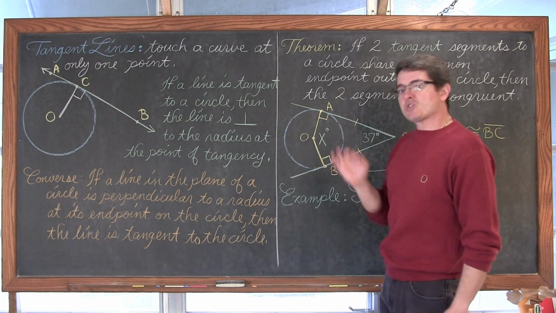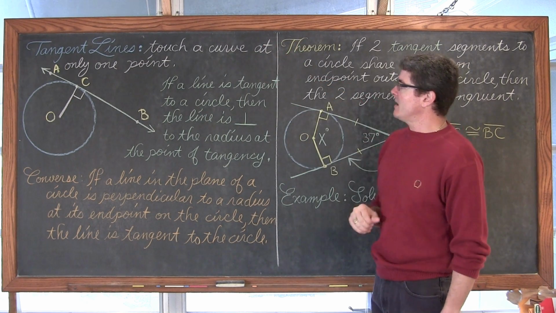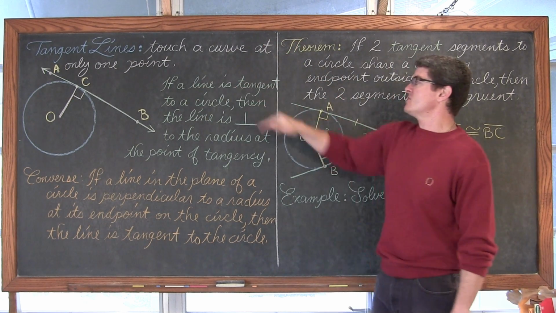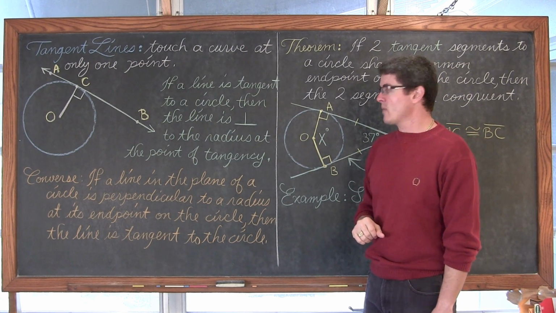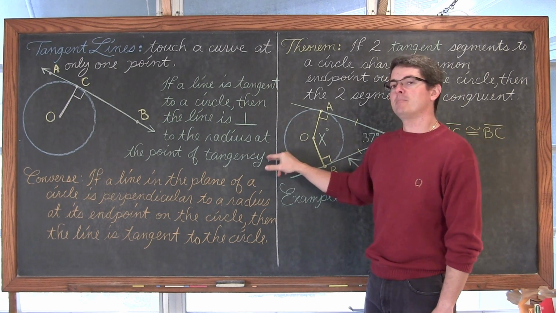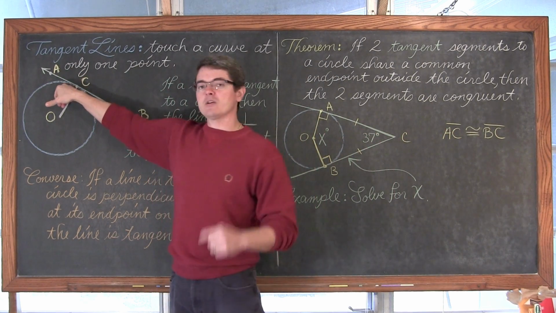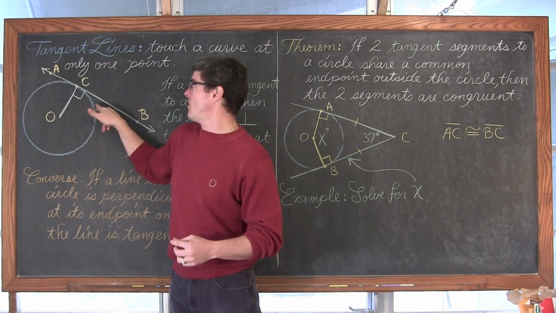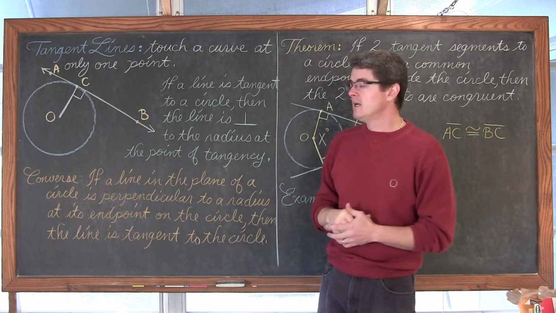Again, it touches a circle, or any curve, at one point. We're going to be talking about circles. If a line is tangent to a circle, then it is perpendicular to the radius at that point of tangency. So I have a tangent line. I know it's a tangent line because we're only crossing once. If it crossed twice, then the segment connecting those two intersection points would be called a chord, not a tangent line.